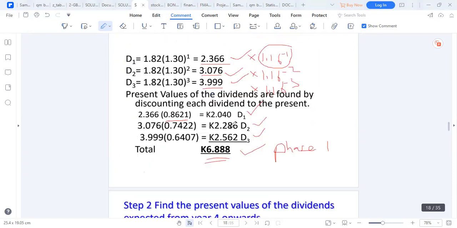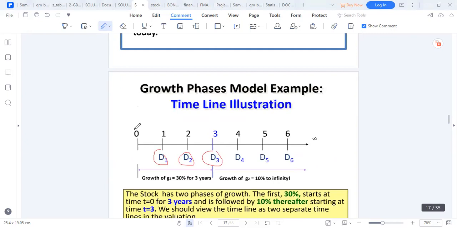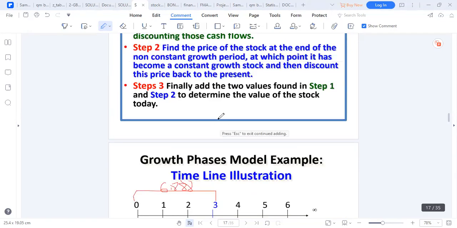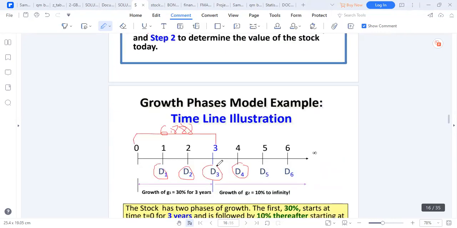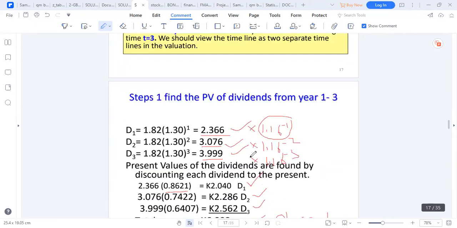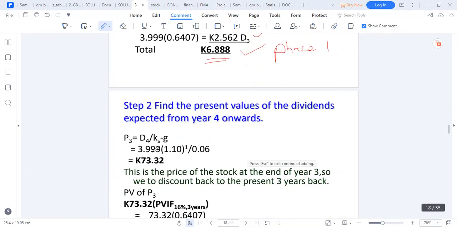Then we now understand that in phase 1, the value of stock is 6.888. So now to find the value of stock for D4, the easiest way, because we know that it dropped from 30% to 10%, is to take the answer we got here and multiply by 1.10 to get D4. Then you use Gordon's model. So D4 will be 399 times 1.10 to the power 1. Then we divide this by K minus G.